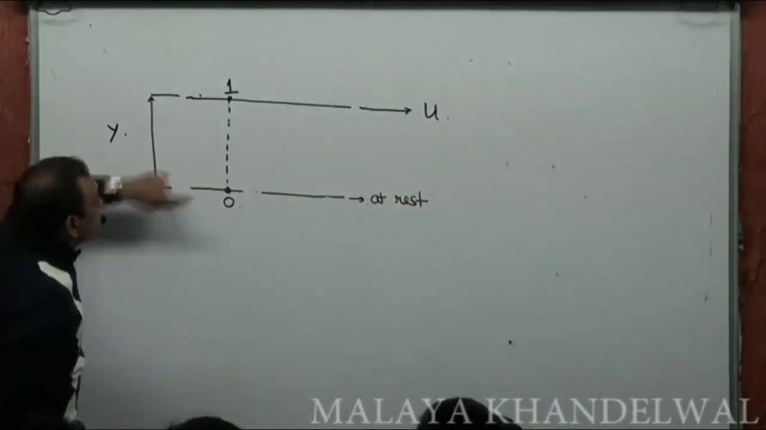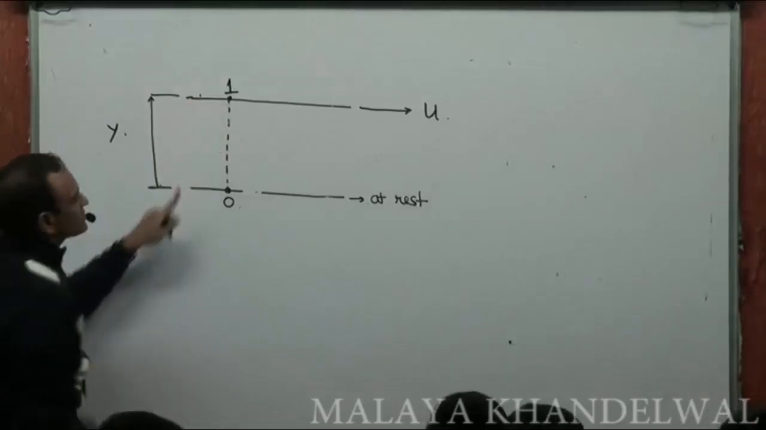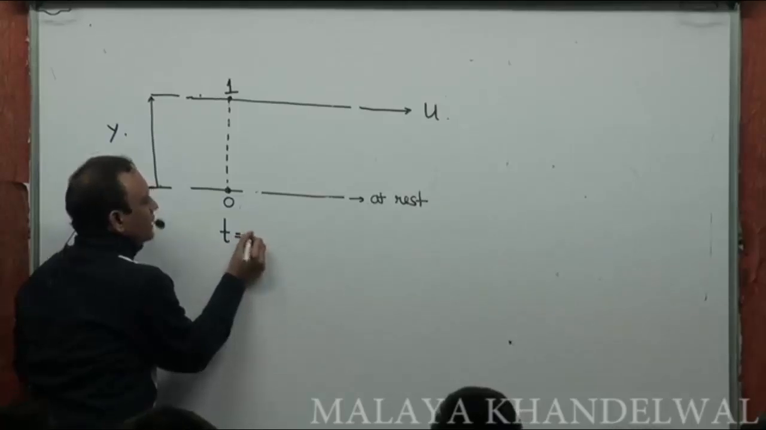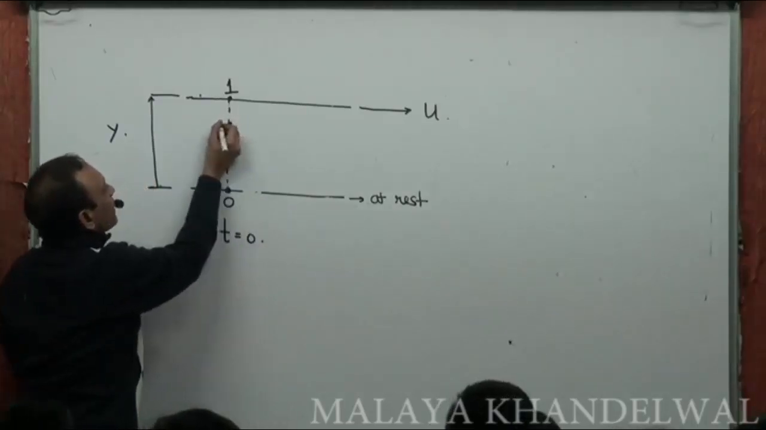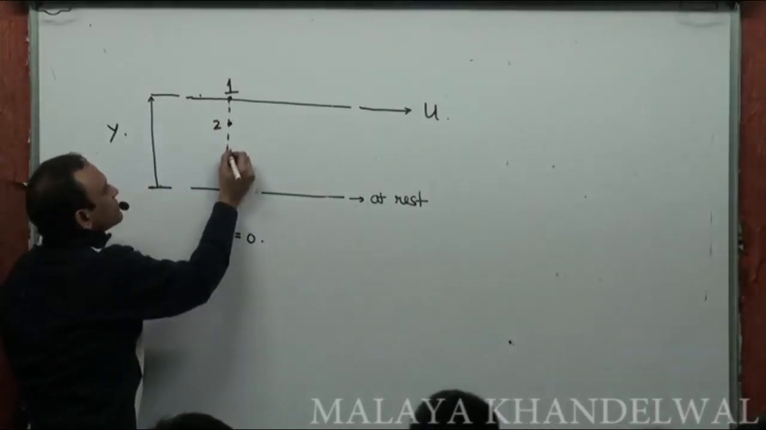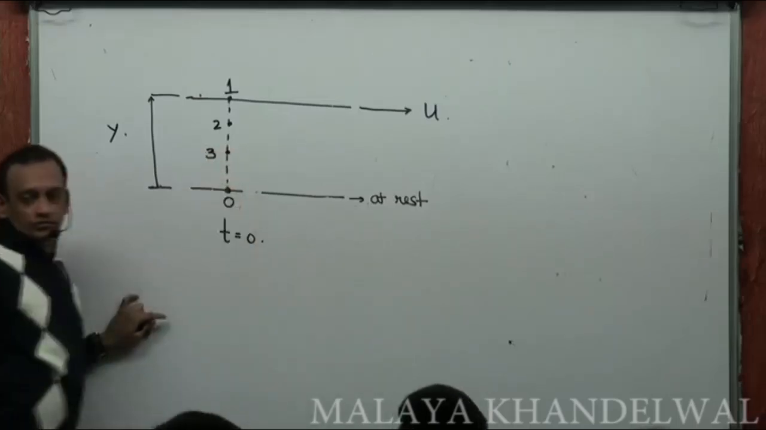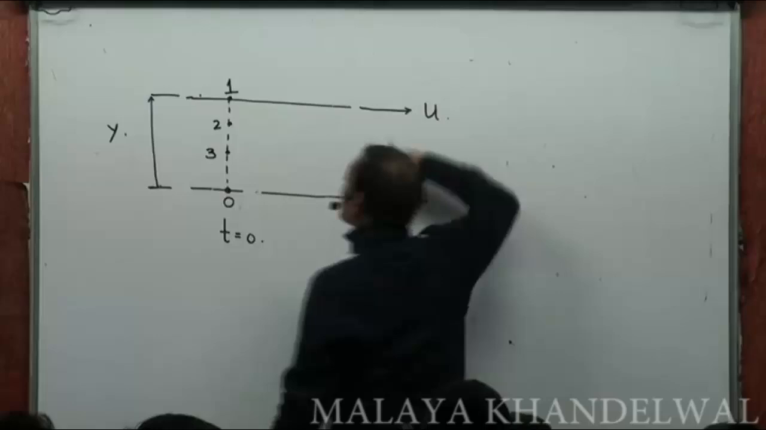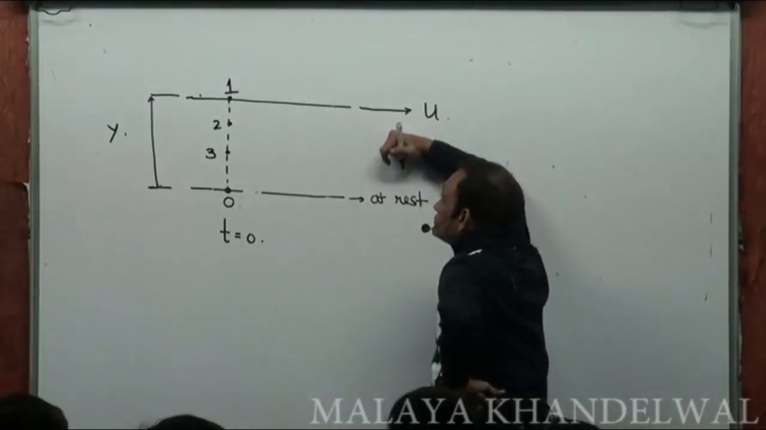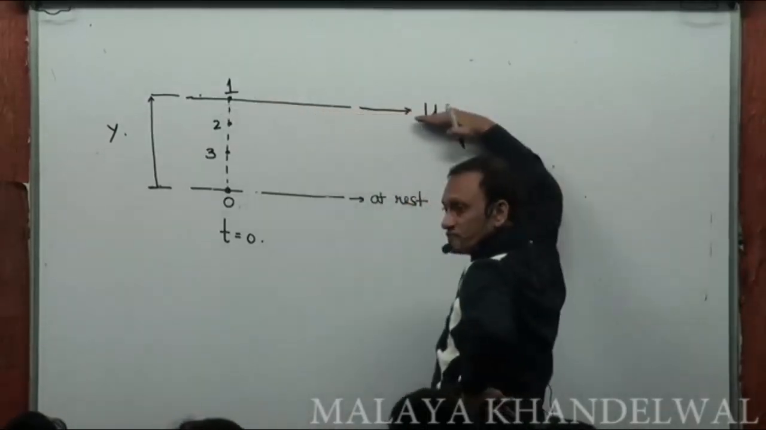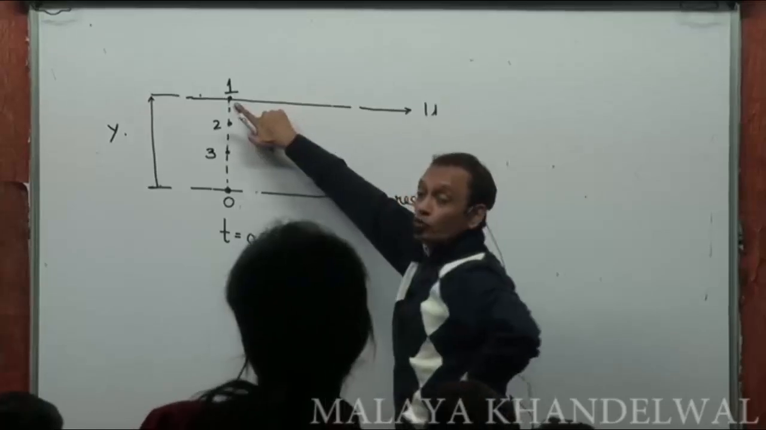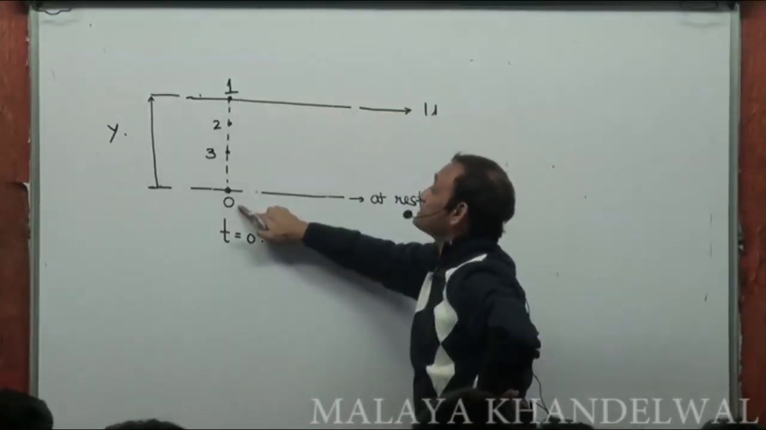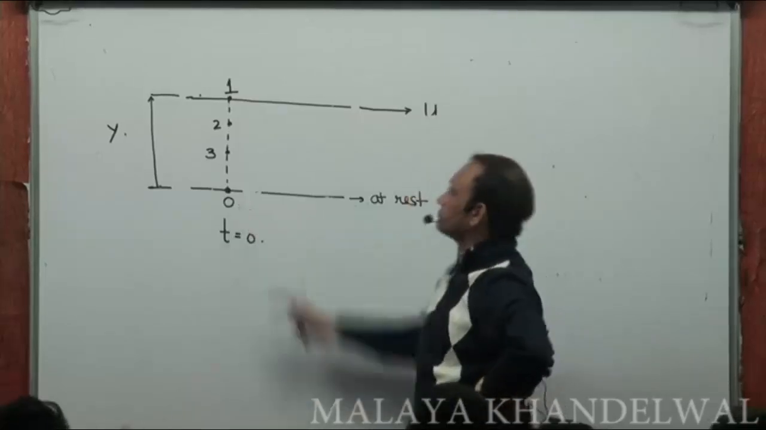Now, between 0 and 1, at this instant, let's say this was time t equal to 0, there would have been other fluid particles, let's say a fluid particle 2, a fluid particle 3, and so on and so forth. Now, as this upper layer moves, 1 moves with a velocity u, whereas 0 remains at rest.